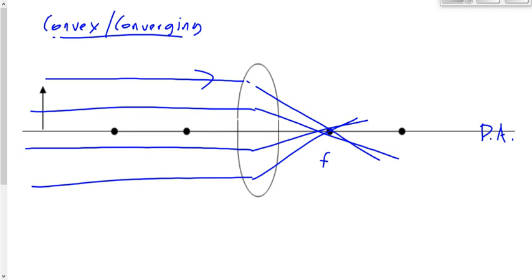This one over here we're going to call 2F. That's just kind of a spacer. It doesn't have any optical significance besides being a spacer for where we put our object and so on. On the other side, we have the same spacers, F and 2F, but I'm not going to label those F and 2F because it's not really a focal point on the left side. The focal point is really on the right side.